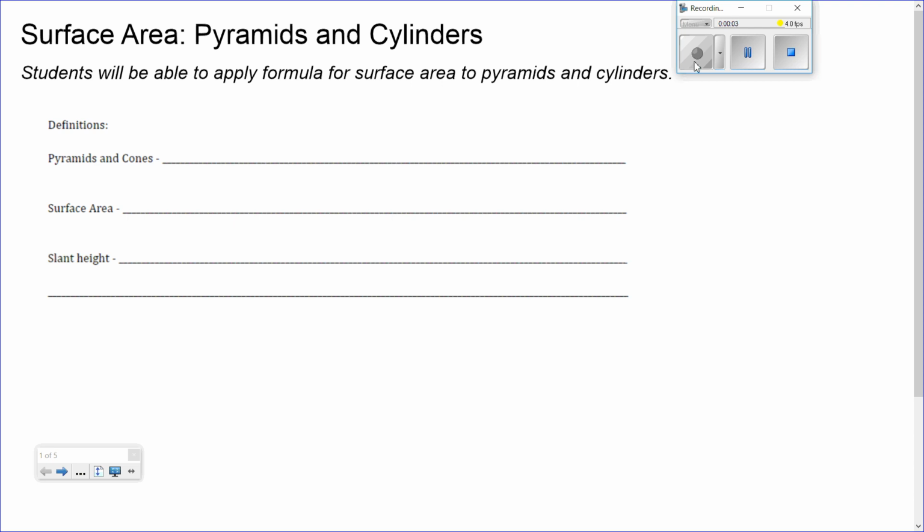Okay, the next one that we have is the surface area of our pyramids and our cones. That's what this should say here. These are going to be related as well. Our pyramids and our cones both have one base. Besides that, the pyramid has its triangular lateral faces, and our cones have just one curved surface. But the fact that they have one base puts them in the same category.